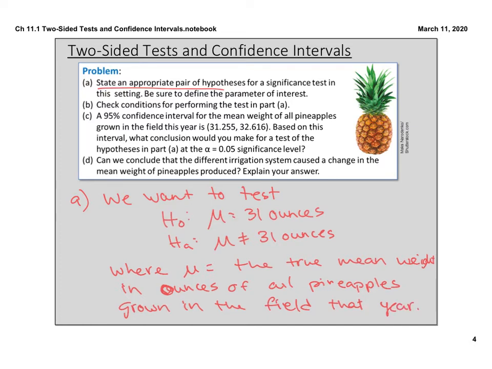If we were going to do a significance test on our own here, without a confidence interval being present, this state step would be the same. So stating the hypotheses and the parameter, that's what we would put in our state step.